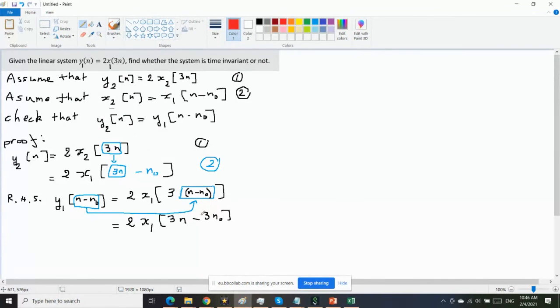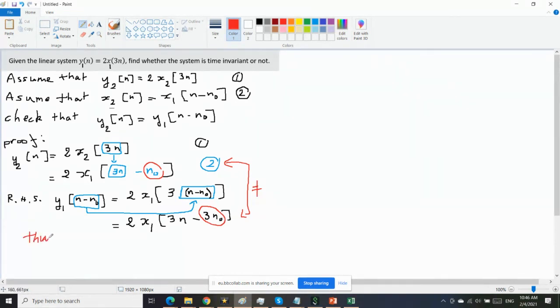So if you compare this now to this, are they equal? No way. There's a difference here. This is n0, this is 3n0, so they're not equal. So, you know, these are not equal.